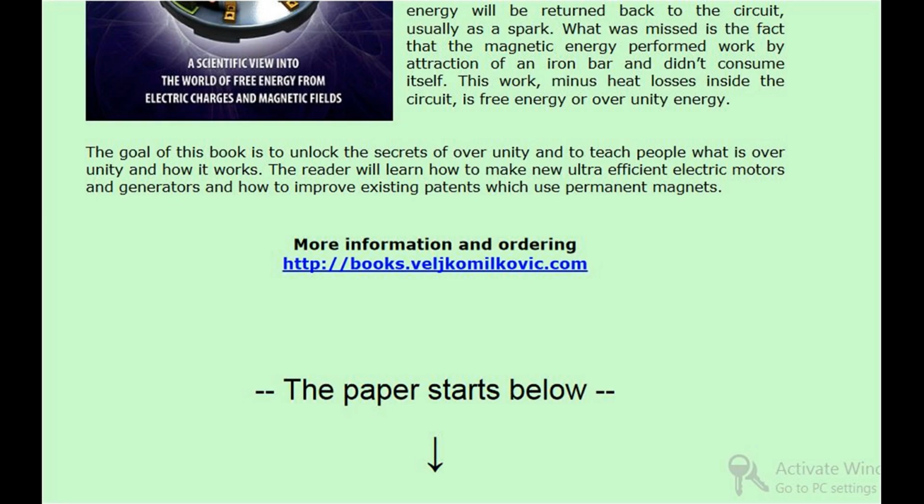The goal of this book is to unlock the secrets of overunity and to teach people what overunity is and how it works. The reader will learn how to make new ultra-efficient electric motors and generators and how to improve existing patents which use permanent magnets.